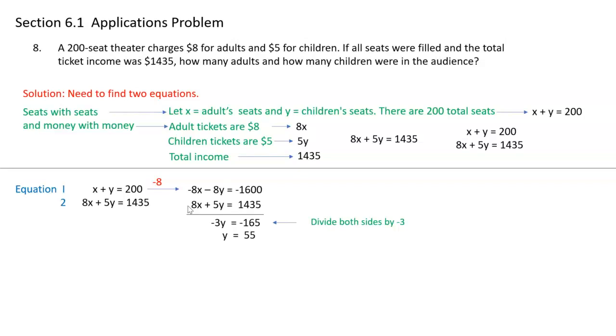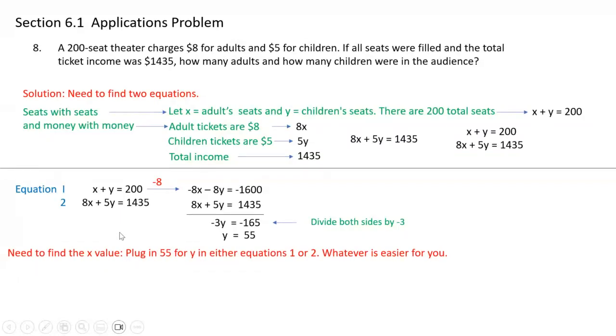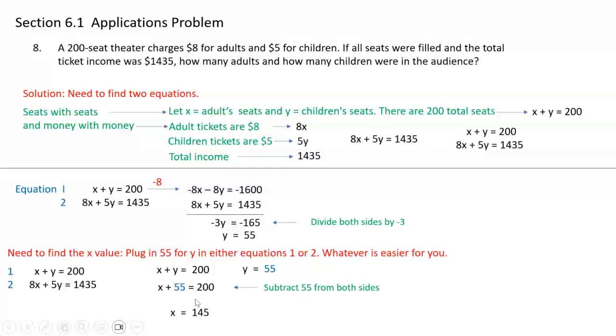So I got my y value now. But now I need to find my x value. So I'm going to go back to equation 1 or 2. It's easier to go to equation number 1 because it's easier to work with. We know that the value for y is 55. So I'm going to plug in 55 for the y, and then subtract 55 from both sides, and we get our x value. So x is 145 and y is 55.